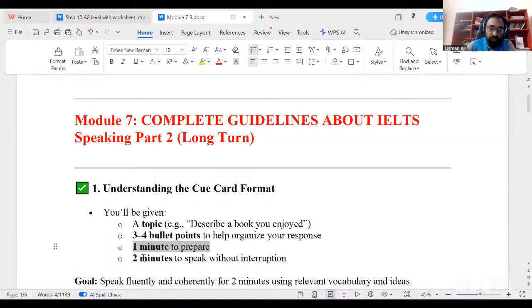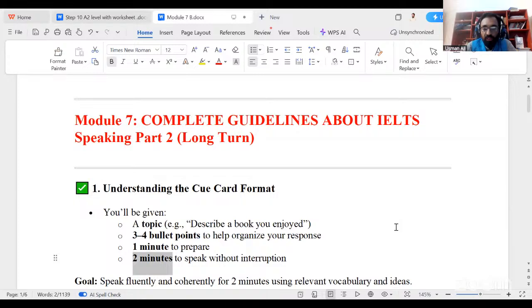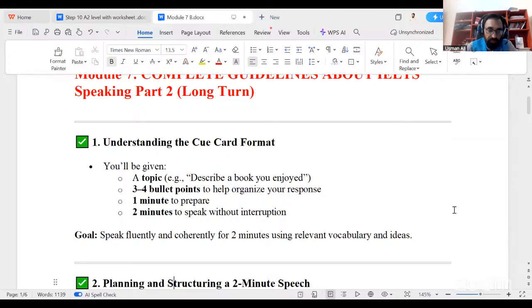You will speak for 2 minutes without interruption. During that period of 2 minutes, you will not be interrupted in the course of your conversation, right? So this is the total format of IELTS speaking part 2. And in the cue card, you will be given a pen and paper. You can write your ideas down, for example, 4, 5, 6, 7, 8 points, and if you think about that topic, you can write them on the paper.